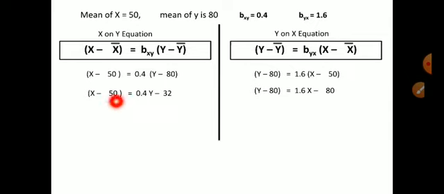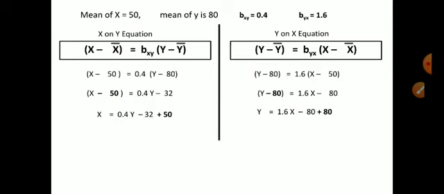See here, minus 50 is there. We have to calculate the x value. This minus 50 will come to the right hand side. Minus 50, if it comes to the right hand side, will become plus 50. Similarly here, minus 80, if it comes this side, will become plus 80.